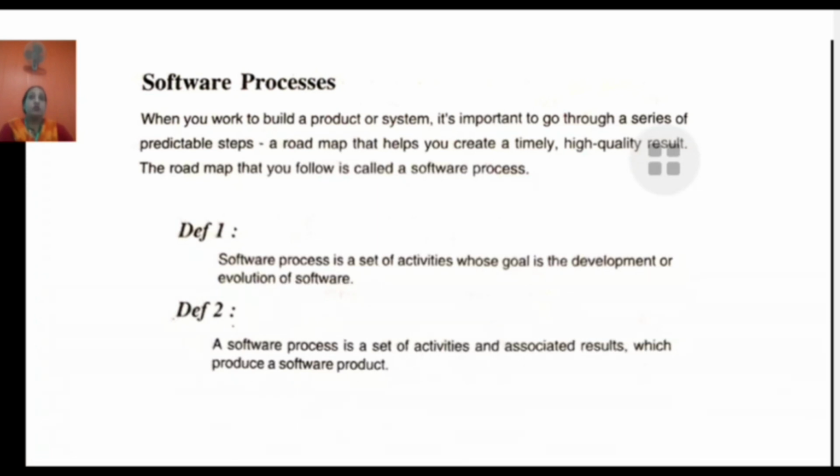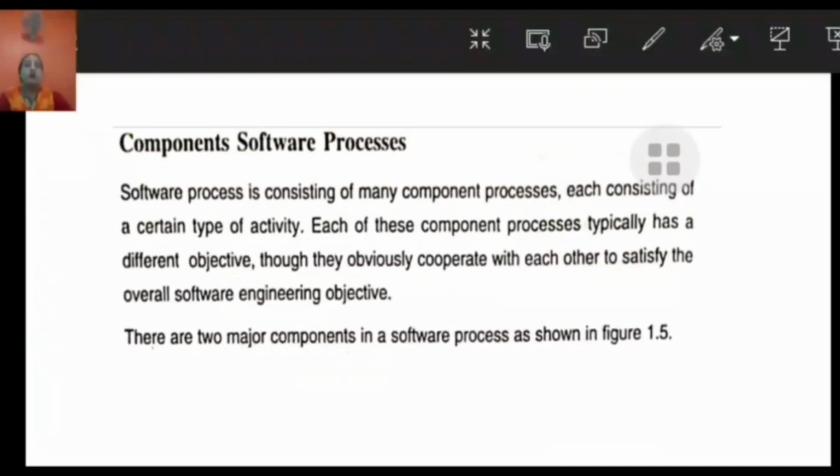The definition of software processes may be: a software process is a set of activities whose goal is the development or evaluation of the software, or we can say it is a set of activities and associated results which produces the software product. Component software processes: it consists of many component processes.